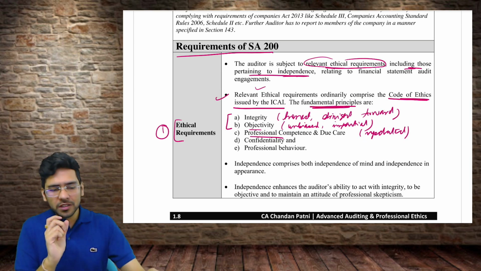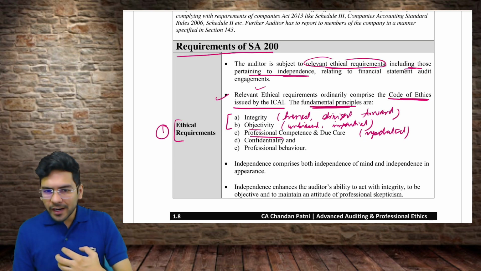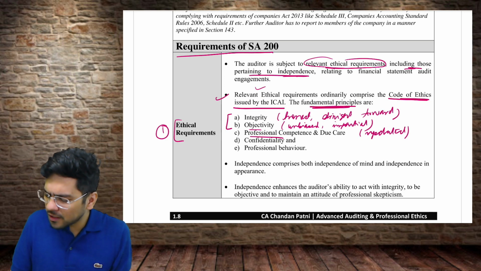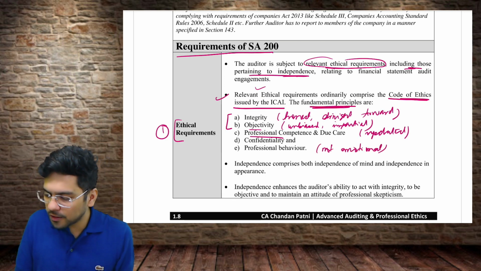And the last part, what is the last ethical requirement? The last ethical requirement is professional behavior. That I would be very professional with my clients. It simply means not emotional.